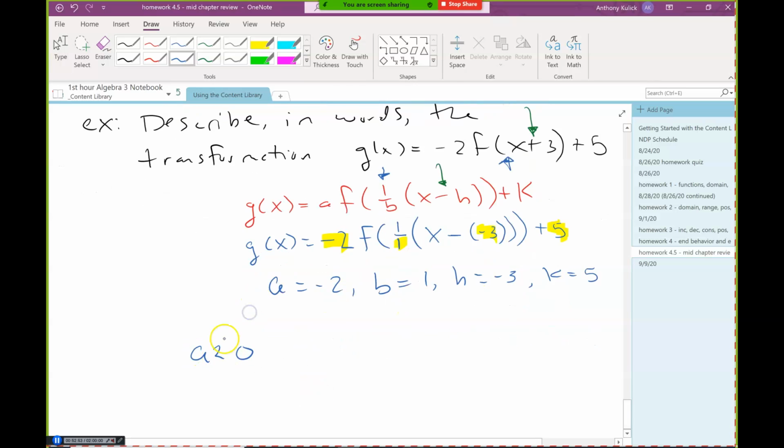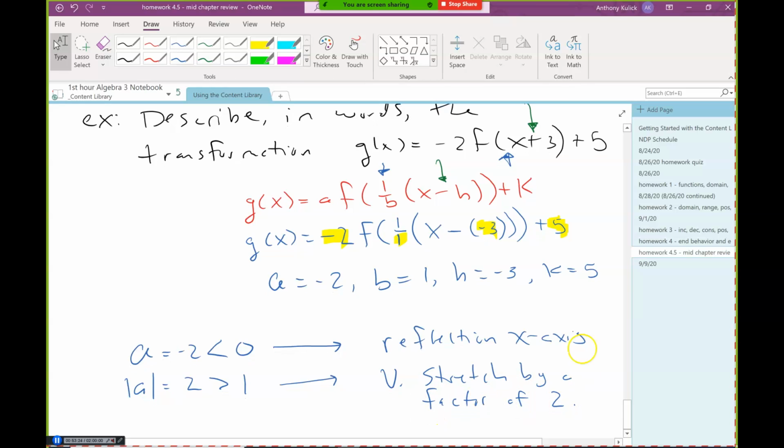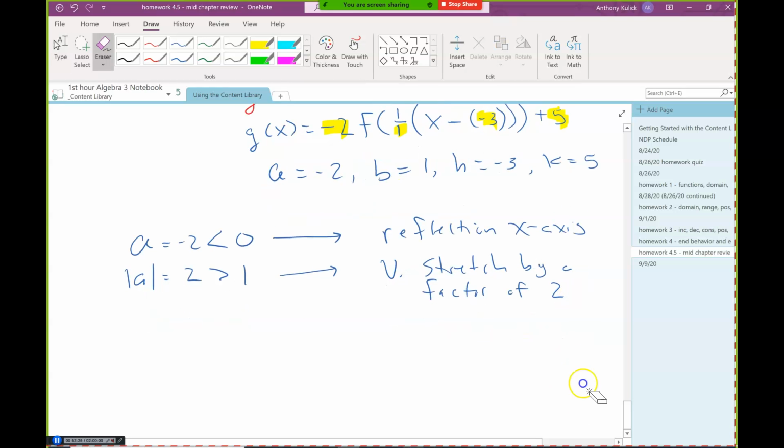So since A is negative, that tells me that we have a reflection across the x-axis. And since the magnitude of A is greater than 1, we have a vertical stretch by a factor of 2. Everybody okay so far?